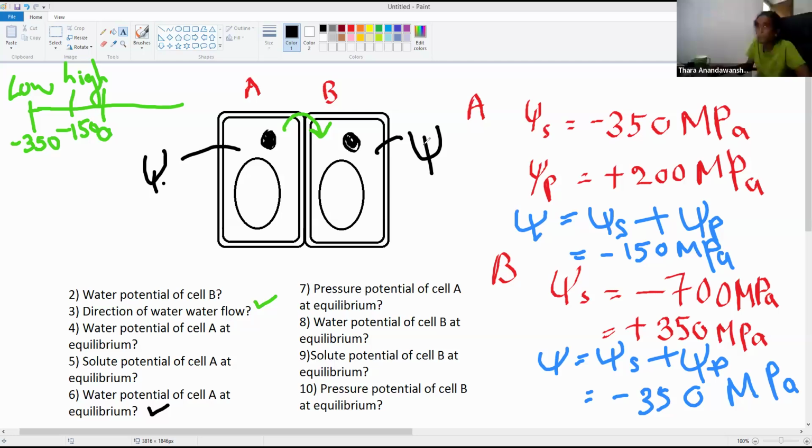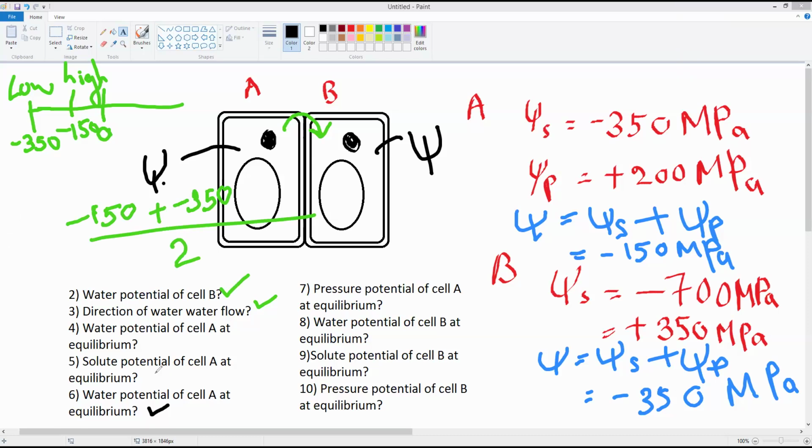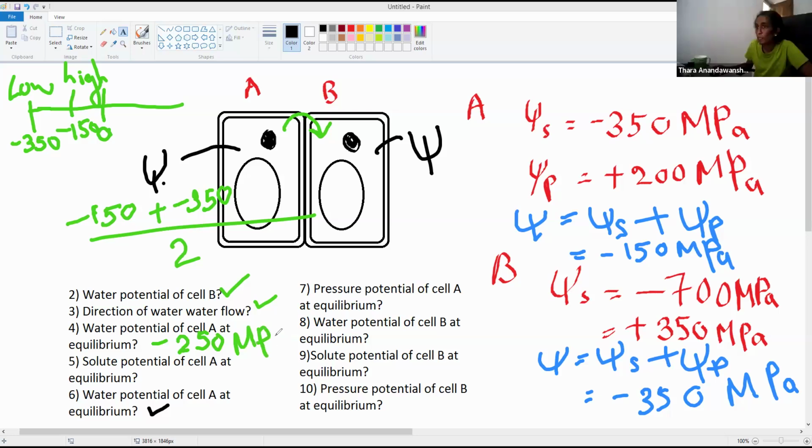For the water potential of cell A at equilibrium, you have to add these two values. That means minus 150 plus minus 350, divided by 2, gives you the value at the equilibrium. 150 plus 350 is 500. Then what answer do we get? Negative 250 megapascals. Then it's asking the solute potential of cell A at the equilibrium.